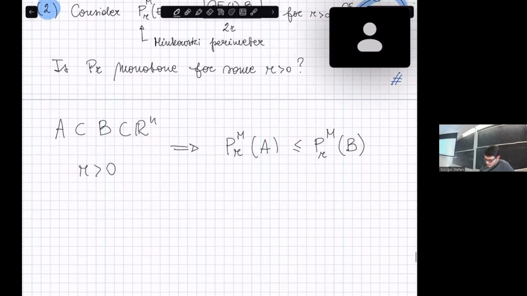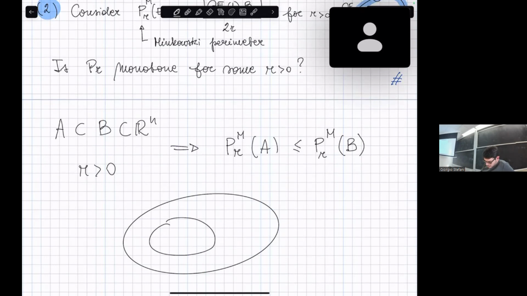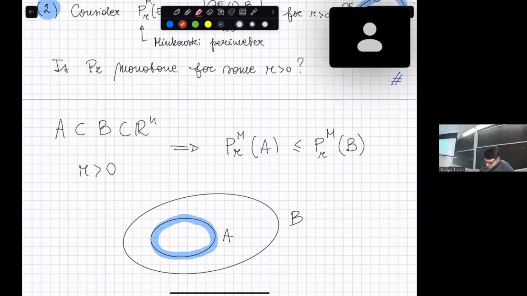So if you think of a picture, it means that I'm giving you two potatoes. One is this thing here, one is this thing here. Okay, A and B, and you have to fatten A a little bit by R, and you have to fatten B.